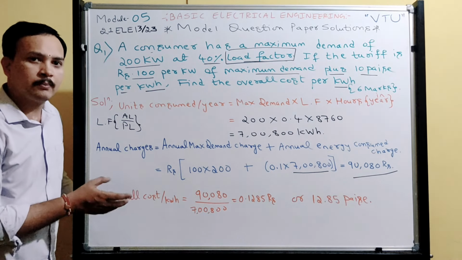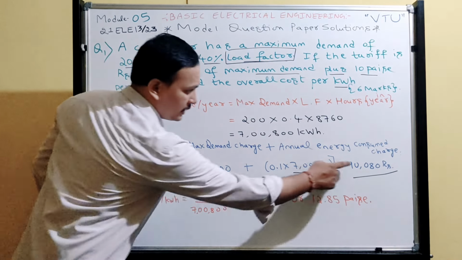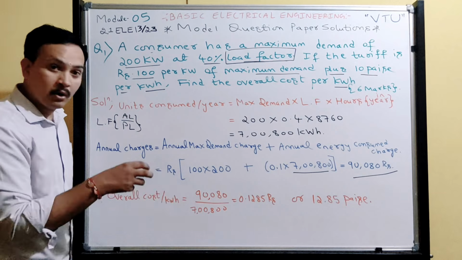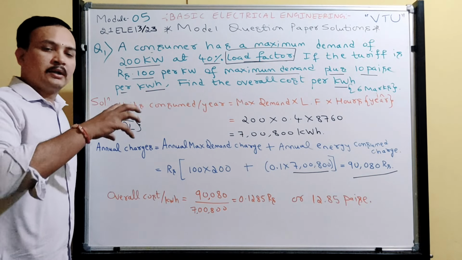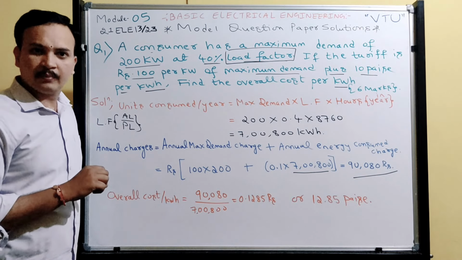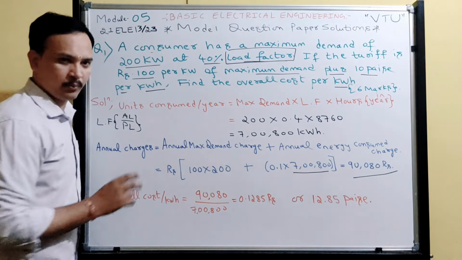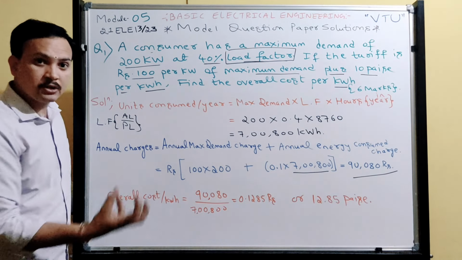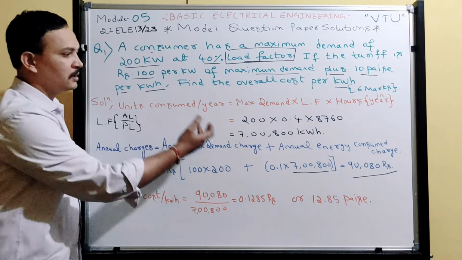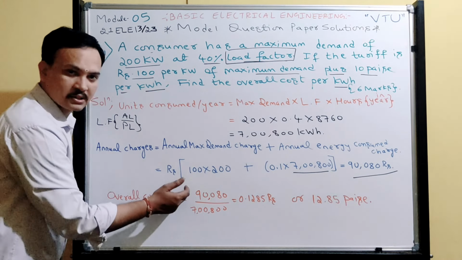Now overall cost per kilowatt hour. What is the overall cost per kilowatt hour? See, overall cost is how much? 90,080 rupees. It includes the energy consumed by the consumer and also the power sanctioned by the supply company. Both costs are included. That is 90,080 rupees, divided by the total energy consumed by the consumer over a year, 7,800,000.